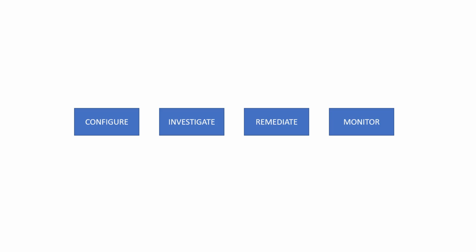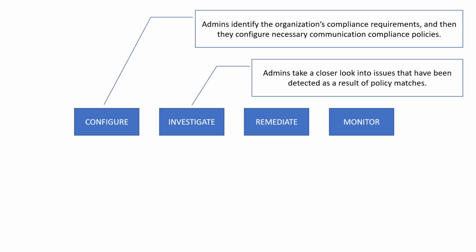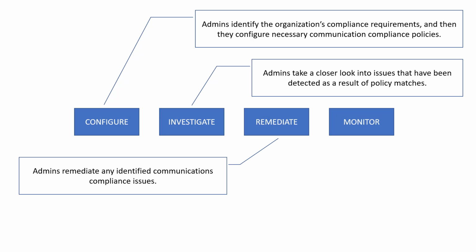The communication compliance workflow consists of a few different steps. These steps are shown on your screen. In the configure step, admins identify the organization's compliance requirements, and then they configure necessary communication compliance policies. The next step is investigate. During this part of the workflow, admins take a closer look into issues that have been detected as a result of policy matches.